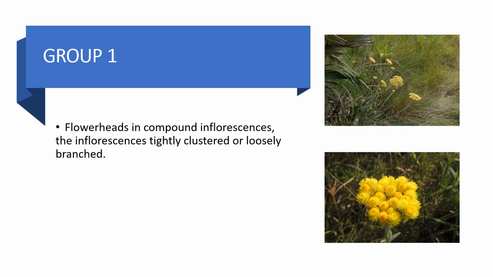The first step in the identification process is to determine whether your plant has a compound or solitary inflorescence. A compound inflorescence comprises many flower heads and is often branched. Examples here are Helichrysum nudifolium at the top, and at the bottom, Helichrysum auriceps. The latter has large flower heads, the one at the top has small flower heads, but they're all branched and compound inflorescences.